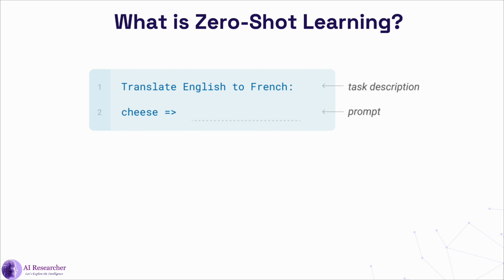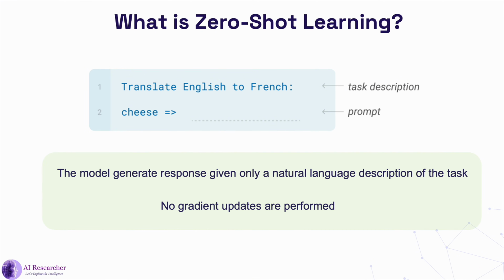In this example you can see translate English to French. That's our task description to the LLM, and we want the LLM to translate cheese, which is in English, into French. So in short you can say in zero shot, no gradient updates or additional training are required. The model does not adjust its internal weights or parameters during training. It simply uses its existing knowledge base.